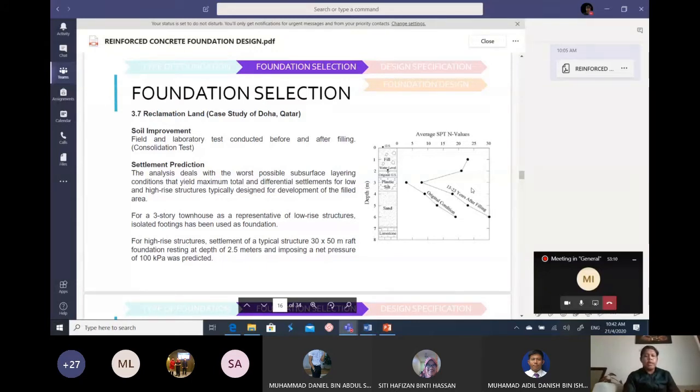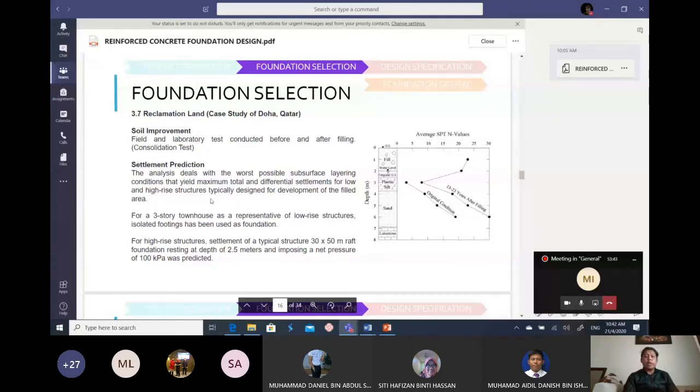So the analysis and then the settlement prediction is also important. Because we're going to construct the building not only for 5 to 10 years, we have to construct the building for at least 50 years or 100 years. So we have to do a settlement prediction. The analysis deal with the worst possible subsurface layering condition that yield maximum total and differential settlement for low and high rise structure, typically designed for development of the fill area.